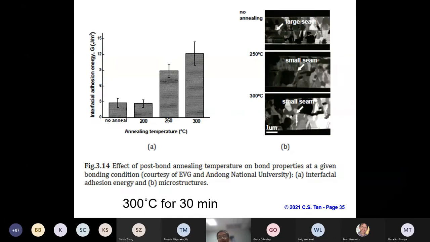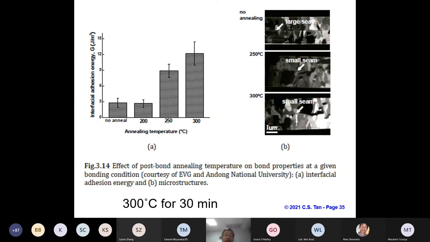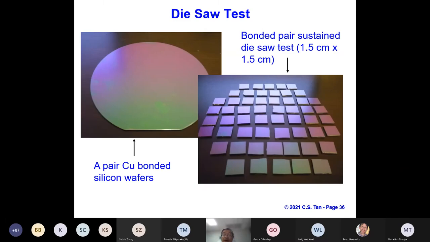Then the next thing is that typically the issue with doing copper to copper bonding is that the throughput is low. So what people have done is that they do what we call a pre-bonding followed by batch annealing. And as you can see from this result from EVG one more time, if the post-bond annealing temperature is higher, then you end up with a better quality bond.